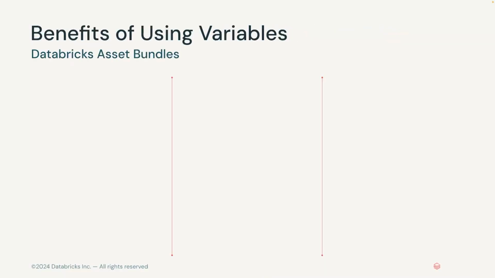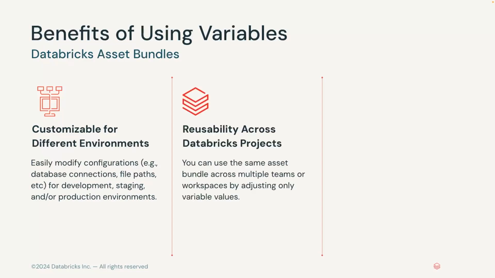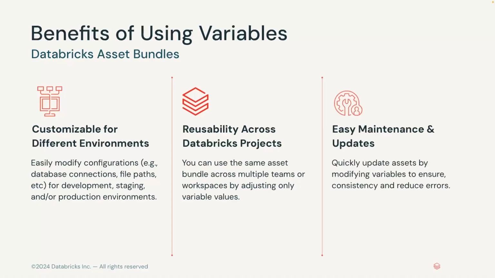There are several benefits to using variables in your databricks.yaml bundle configuration file. First, you can customize them for different environments. Variables allow you to easily modify configurations such as catalogs, file paths, and other settings for development, staging, and production environments. They provide reusability across Databricks projects. You can use the same asset bundle across multiple teams or workspaces by adjusting only the variable values, promoting consistency and reducing redundancy. Lastly, you can easily maintain and update them. With variables, you can quickly update assets and configurations, ensuring consistency across environments and reducing the risk of errors.